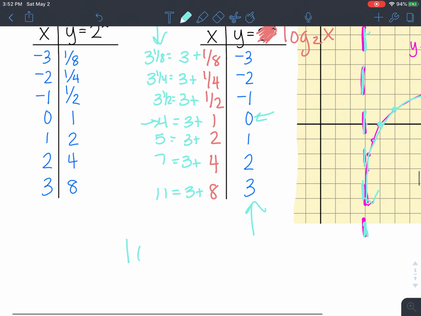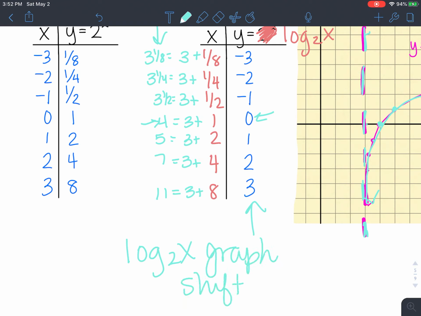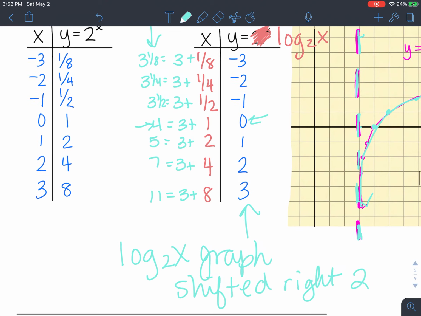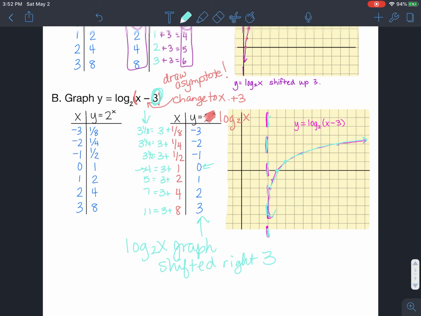So this is a log base 2 of x graph, but it's shifted right. Oh, no, not 2, 3.